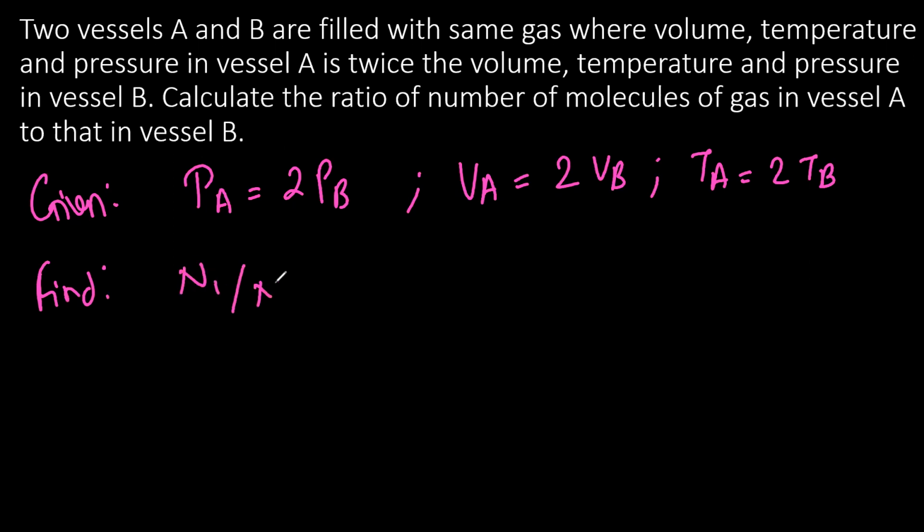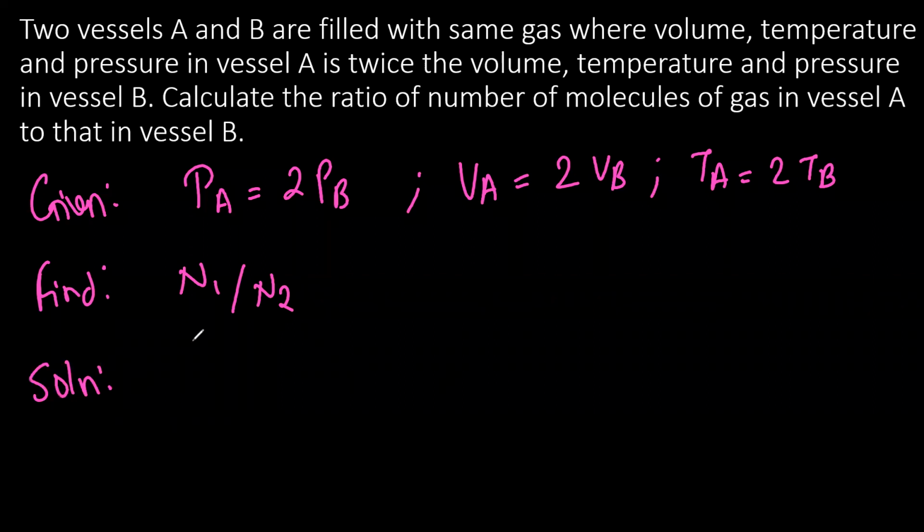N1 upon N2. Why did I take N1 upon N2 here? Because if you write Na, it becomes the Avogadro number. That is already allotted to Na. So rather than taking Na, we can take N1, because Na is the Avogadro number. If we took Na upon Nb, it would indicate Avogadro number by the number of molecules of vessel B. So rather than that, we'll take N1 by N2. Okay, so I think you have got the idea. Let's go for the solution.